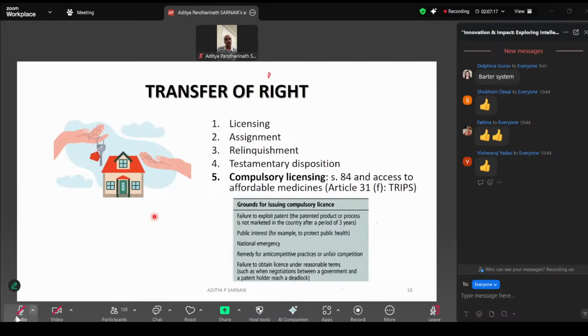The third way of transferring the right is relinquishment. I don't need it, I give up that right. That is relinquishment. The fourth way is testamentary disposition. I have a right and I give it to my children. That means the will that we write is called testamentary disposition. And the last mode is compulsory licensing. Compulsory licensing is another interesting thing, and it is specifically from Article 31F of the TRIPS agreement. We talk about the Doha Declaration. So let's first understand what compulsory licensing is.